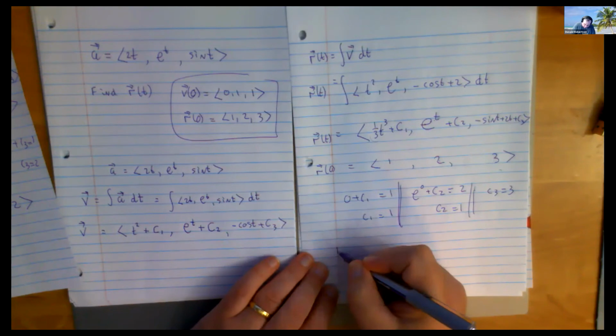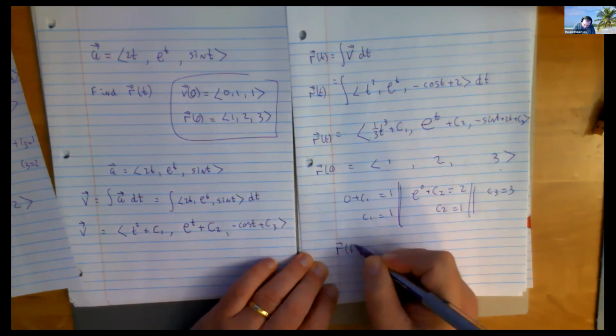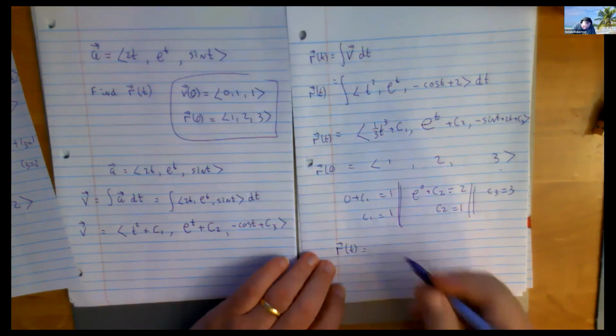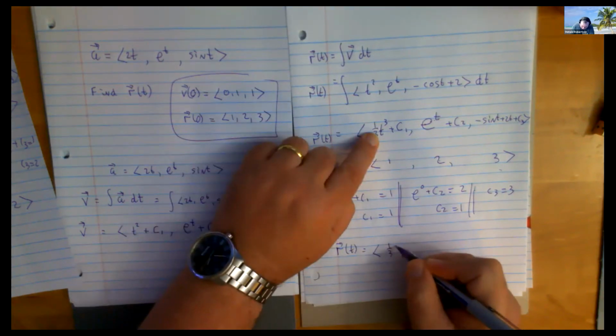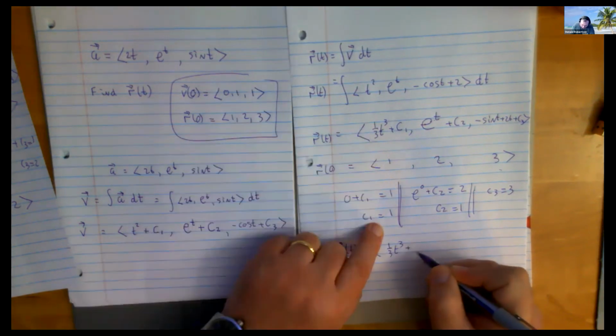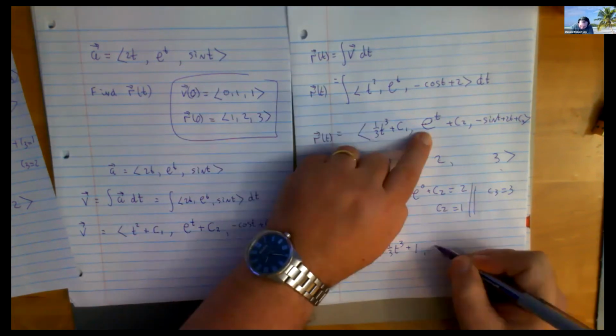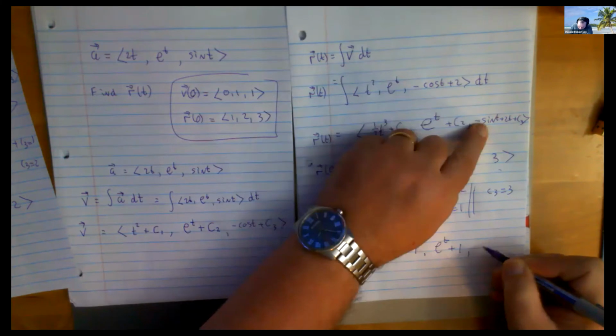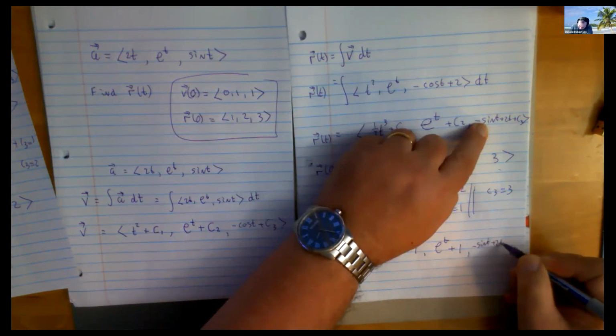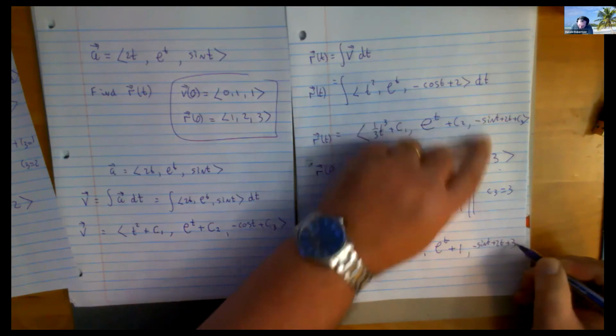I now have my position function. So I have 1/3 t cubed plus C1, e to the t plus C2, and negative sine t plus 2t plus C3.